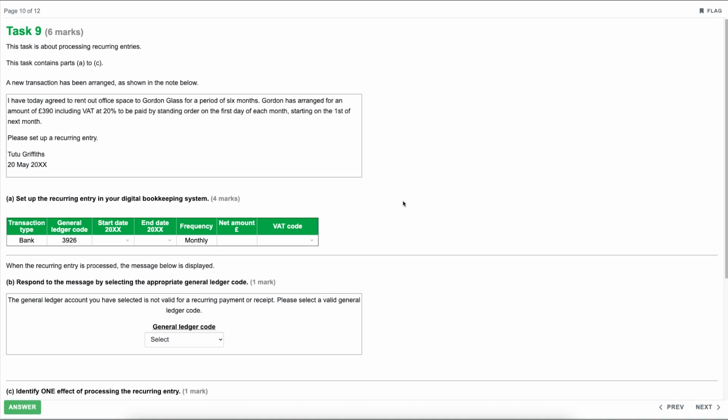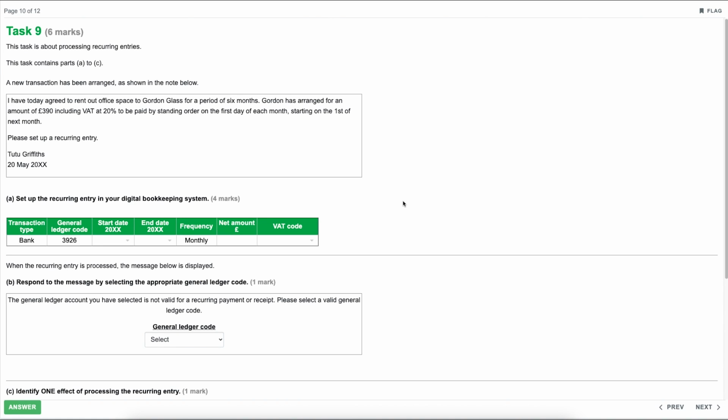So task 9 is worth 6 marks and is about processing recurring entries. This task contains parts A through to C. A new transaction has been arranged as shown in the note below. I have today agreed to rent out office space to Gordon Glass for a period of 6 months. Gordon has arranged for an amount of £390, including VAT at 20%, to be paid by standing order on the first day of each month, starting on the first of the next month. Please set up a recurring entry.